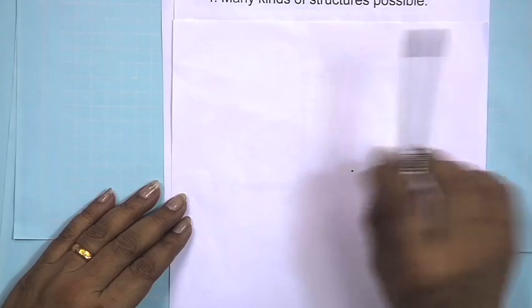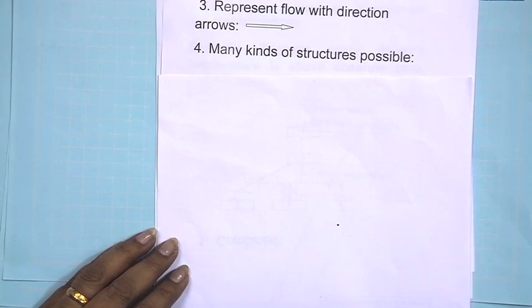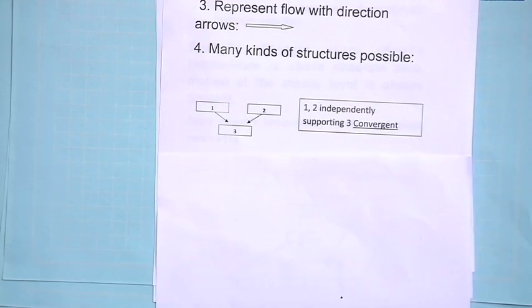I told you that there are many kinds of relationships possible. The way the premise supports the conclusion can also be different. Let me show you. Through structures, these relationships will become very clear. Many kinds of structures are possible because of the way in which premises support the conclusion. Here is a small sample, for example.